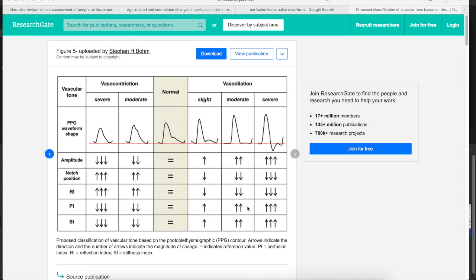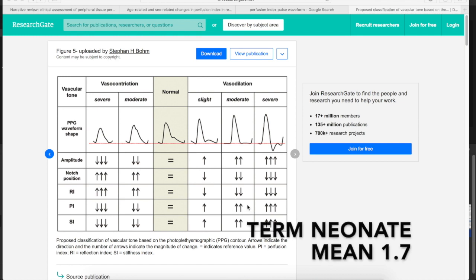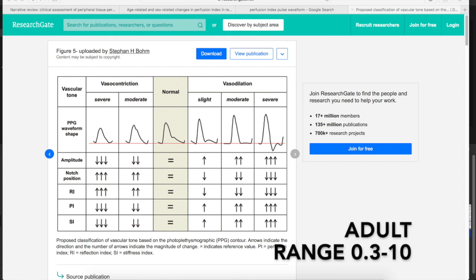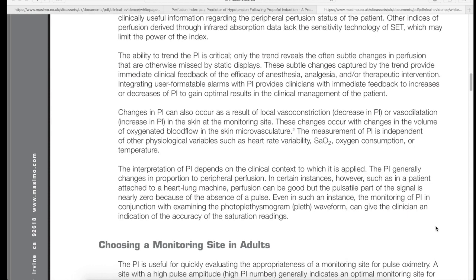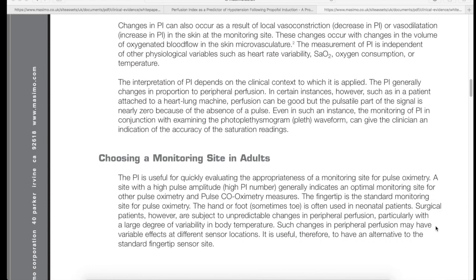Term neonates average around 1.7. Adults vary from 0.3 to 10, which is a pretty big spread. Massimo suggests using it to determine the optimal monitoring site for pulse oximetry, aka shopping around on different fingers and going with the digit that has the highest number.